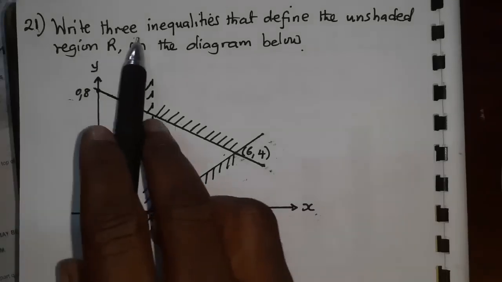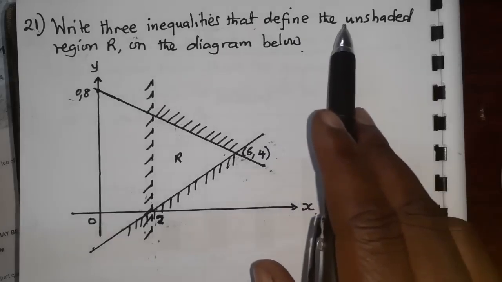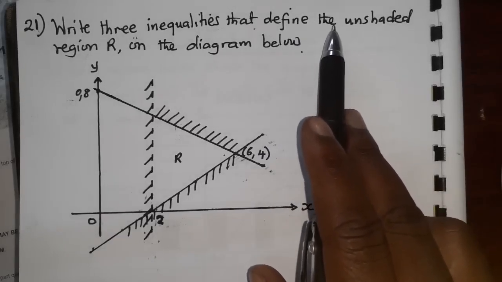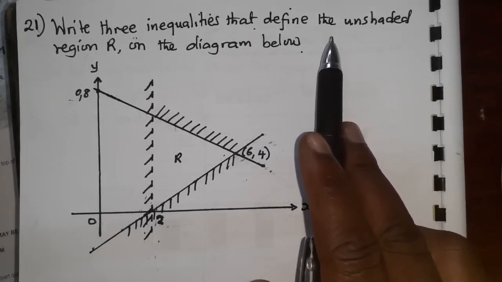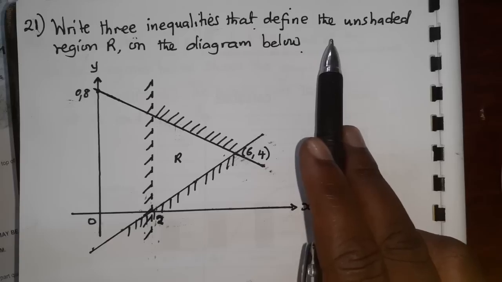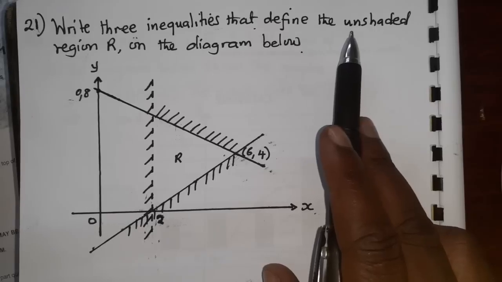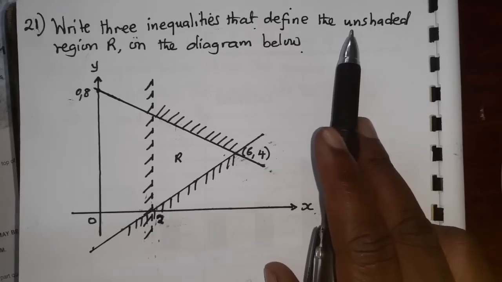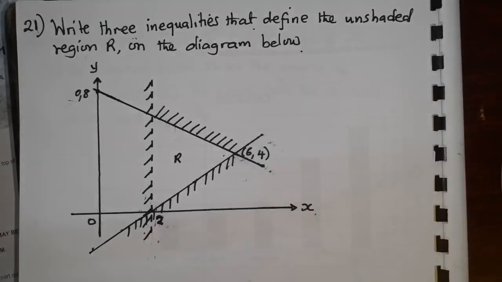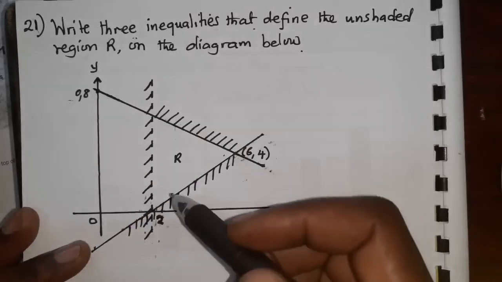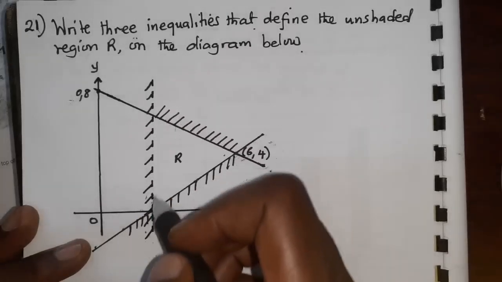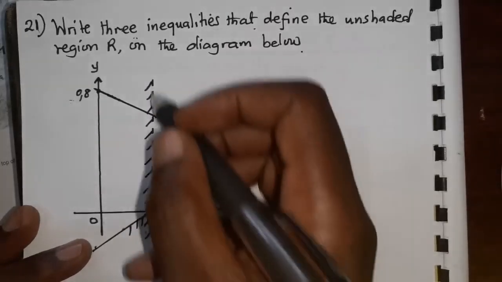Question 21, write 3 inequalities that define the unshaded region. Okay? All right? So we can start with this one. For me, what I'm seeing, this line is a dotted line. This line is a dotted line.